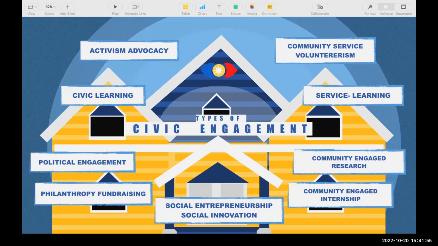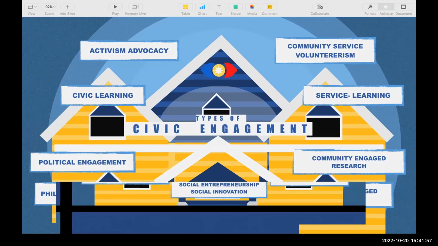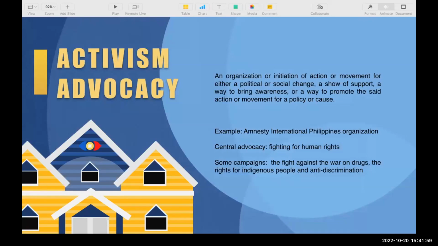An example of activism or advocacy as a civic engagement would be the Amnesty International Philippines organization. The organization's central advocacy is to fight for human rights here in the Philippines itself. It is an independent and global organization that has branches in different countries, including the Philippines. The said organization has continuously contributed to various policies to be approved and movements that all involve human rights.